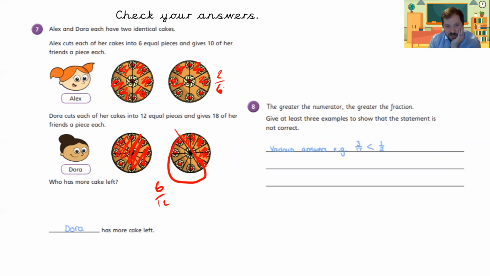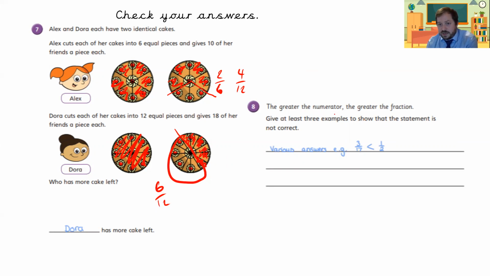So you then can compare the 2 sixths, times this one by 2, and you get 4 twelfths. Then you can compare the 4 twelfths and 6 twelfths. So Dora has the most because she's got the most here. Or you can see that this here is a third and this is a half, and you can compare them across that way as well. And there's lots of different ways you can think about this one.